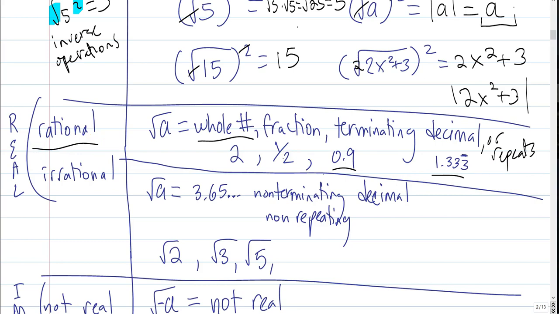Anything that can be written as a ratio, anything that can be written as a fraction, is called rational. 2 can be written as a fraction, 2 over 1. 1/2 is obviously a fraction. 0.9 can be 9/10. 1.333 is 1 1/3. Any decimal that repeats can be written as a ratio or rational number. Okay? If it doesn't repeat, non-terminating, non-repeating, like that mess that we got earlier, that would be an irrational number.